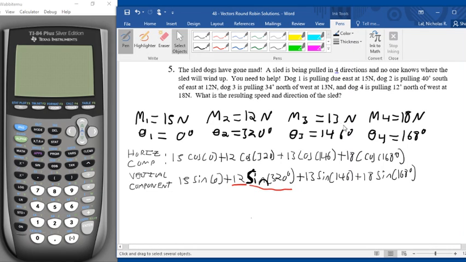Dog 3 has a force of 13 newtons, and is pulling at 34 degrees north of west, so west is 180 degrees, and if you're going north direction, you're going clockwise, which means you're subtracting.